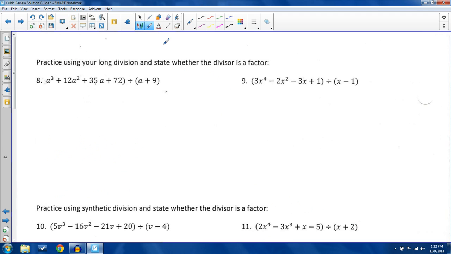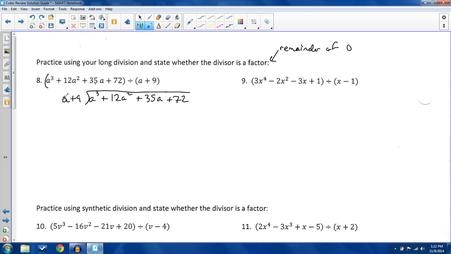Okay, practice your long division. State whether the divisor is a factor. By that it means remainder of 0. So you have your dividend, this guy that's on the inside right here, in parentheses right there, and your divisor. Long division, everyone has their different syntax here, so I apologize if mine looks different. Make sure you hear what I say as much as you kind of follow what I do.